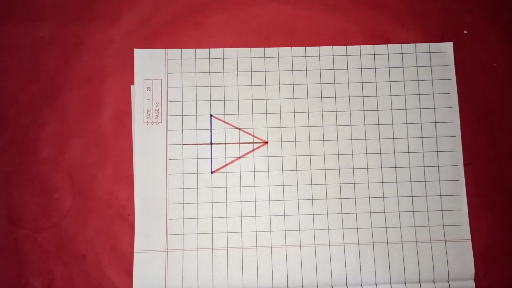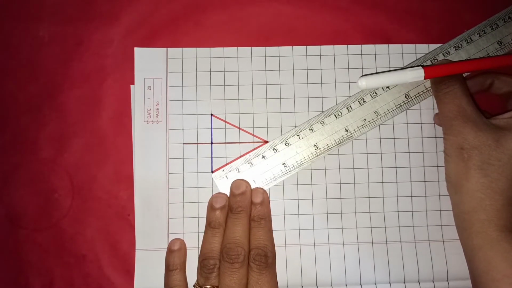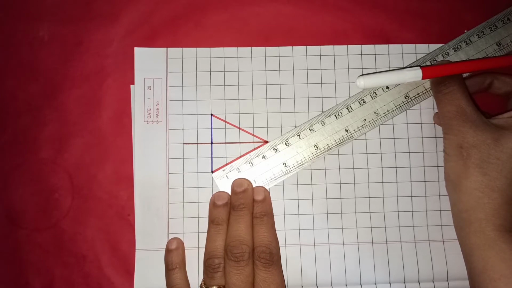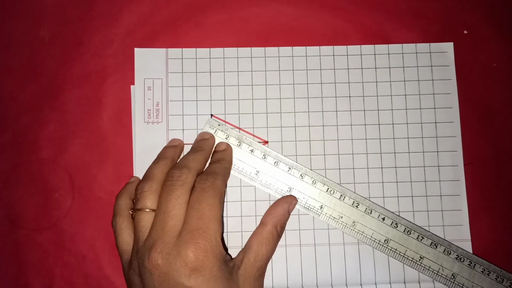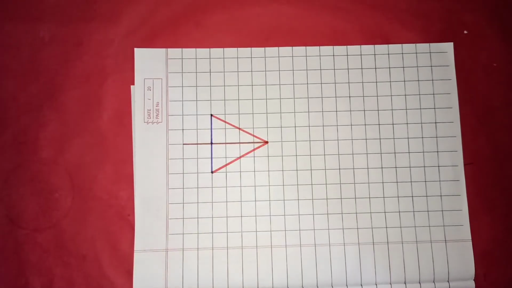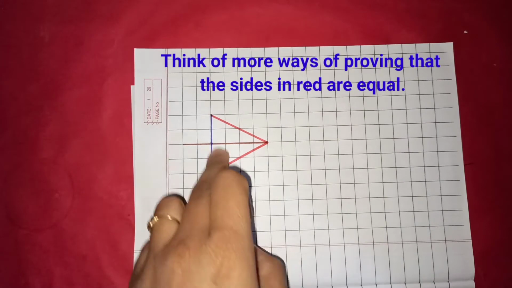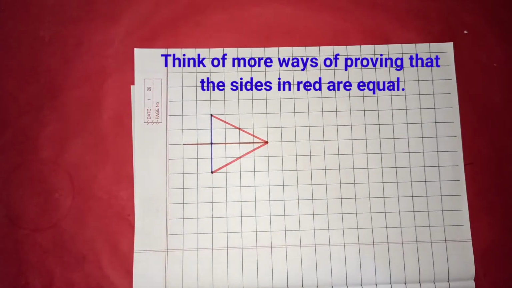I will check the measurement. It's roughly around 4.6. Let's check the other one also. Yes, around 4.6 only. So that means you can also think by intuition first and then check whether your intuition is correct or not. You may also think of some other ways of proving that these red sides are equal, by congruence or by any other way. Just think about them and put your comments in the comment section. I would be waiting for those.